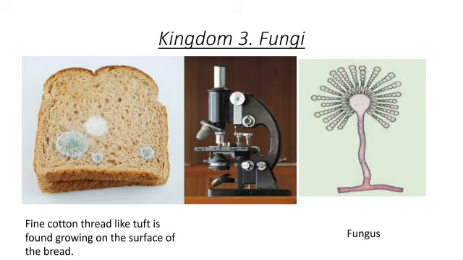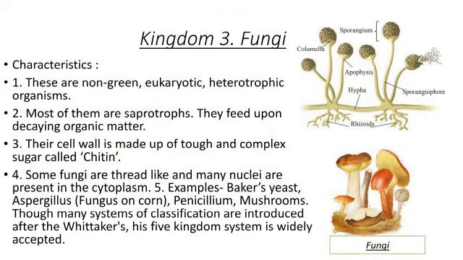Activity: take a moist piece of bread or bhakri and keep it in a container with a lid for 2-3 days. After 2-3 days, a fine cotton thread-like tuft is found growing on the surface of the bread. Prepare a temporary mount of a few threads from this culture and observe it under the microscope. Now we'll see the characteristics of this. First, these are non-green eukaryotic heterotrophic organisms.